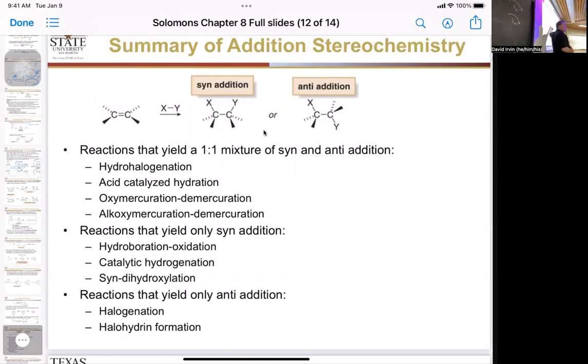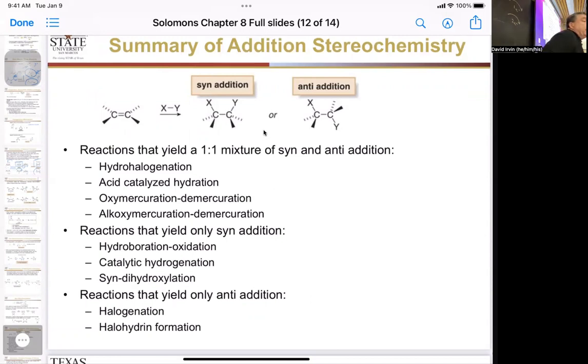And then if you use an alcohol, you can actually form an ether. And so that's what the alkoxy is, which is the alcohol for the demercuration. Okay, now the reactions that only give Syn addition are hydroboration, because we have the hydrogen and boron add across immediately. We have catalytic hydrogenation, because it has to sit on the surface of the metal. And the Syn dihydroxylation, because we form the osmate ester on the one side. And then we have the reactions that only give anti. Okay, and that's the halogenation and the hydrohalogenation.